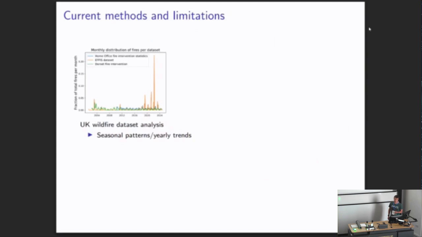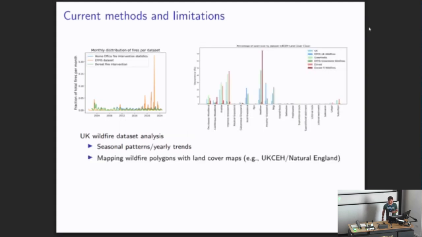During that project, what I did was try to collect UK wildfire datasets and see if there were any particular seasonal or yearly patterns in these datasets. But also, more interestingly, I tried to map wildfire polygons with typical land cover maps, for example from UKCH or the one from Living England. The idea was to see which kinds of land cover were the most affected by wildfires, which could be extremely useful to assist this digital twin.